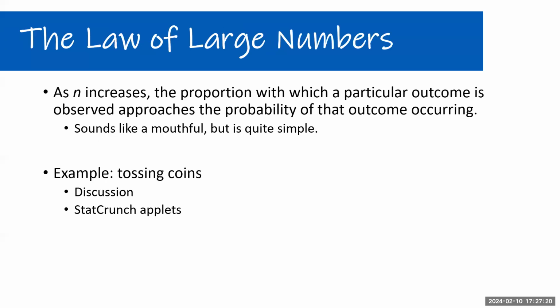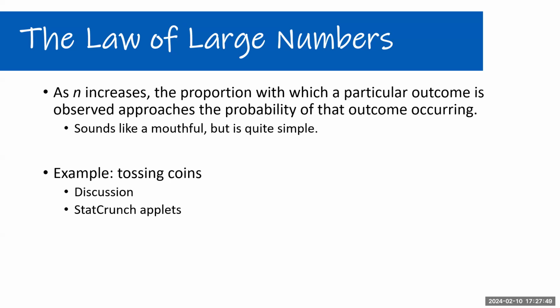And that leads us into the concept of the law of large numbers. The law of large numbers says that as n, or as our number of experimental trials, grows, the proportion in which a particular outcome is observed approaches the probability of that outcome occurring. That sounds very technical again, but really the concept is fairly simple, and it's something that you've used before without having any idea you were talking about probability.